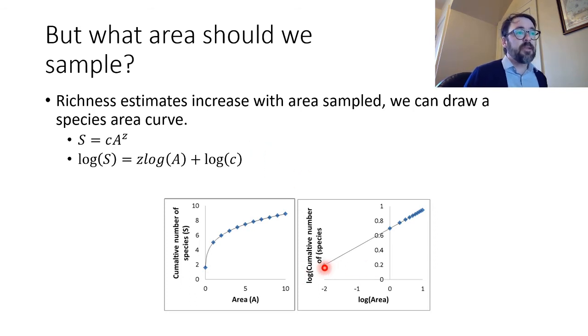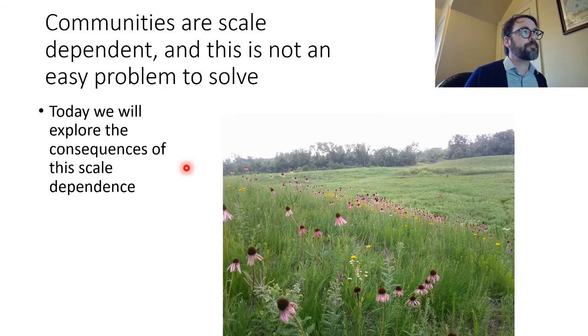But the problem is, this doesn't help us figure out what area to stop, because if we keep sampling bigger and bigger areas, we're just going to go to infinity. And so this is a problem that doesn't have a solution, in my opinion. And for the most part, I feel like community ecologists just ignore it. Yeah, so this is not an easy problem to solve.